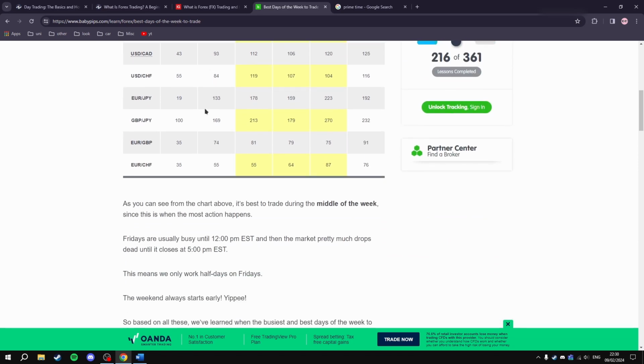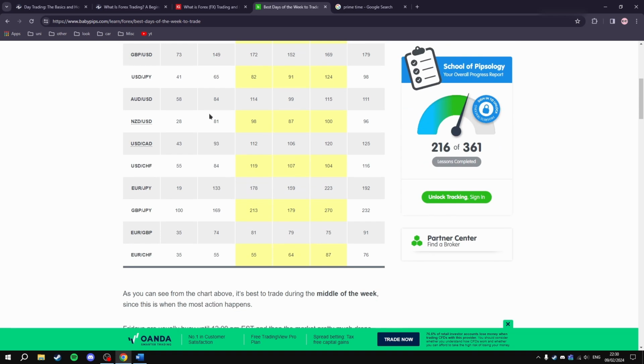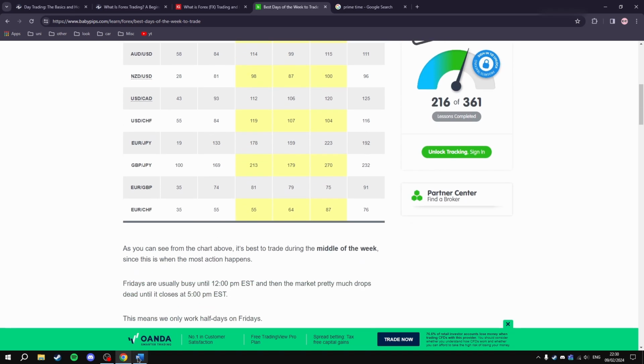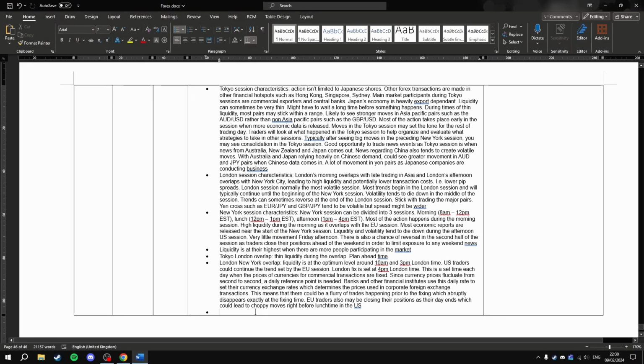As you can see from the chart above, it's best to trade during the middle of the week, since this is when the most action happens. I am going to write best the middle of the week, but do check Friday.